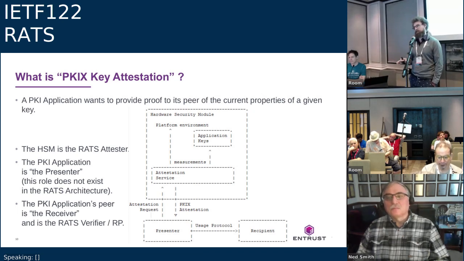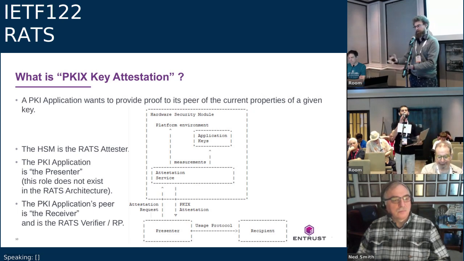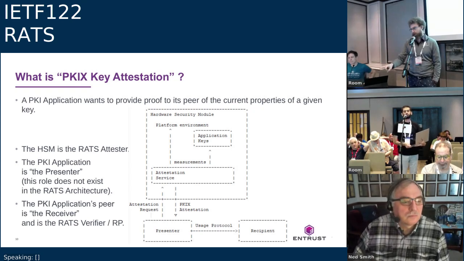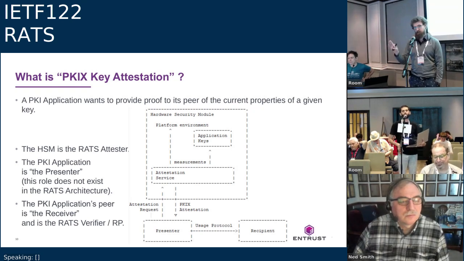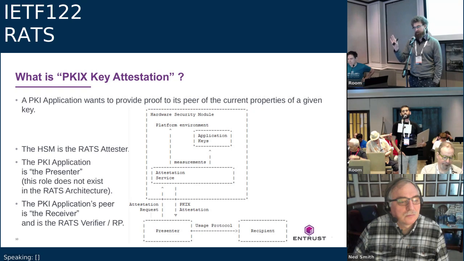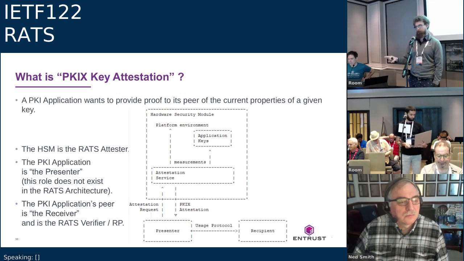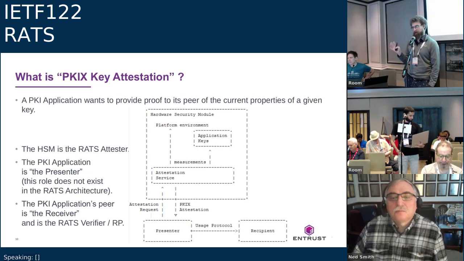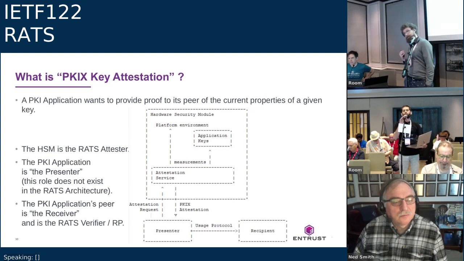Your Outlook application signing SMIME email would be a presenter. It is trying to present something to a recipient. The usage protocol would be TLS or SMIME or whatever. The point I want to make here is the presenter is not in the RATS architecture. Presenter does not have a definition in 9443. It is a new role that is important for us to define here to understand what we're trying to do. The recipient includes both the RATS verifier and the RATS relying party. So we're a little bit outside the definitions in the RATS architecture, which is partly why this discussion has been so difficult.